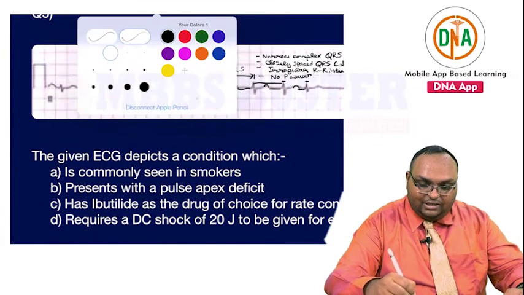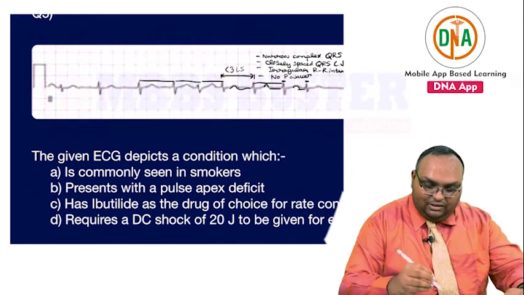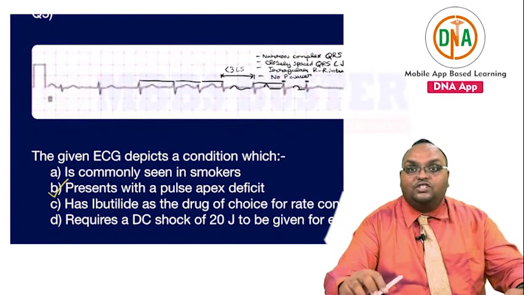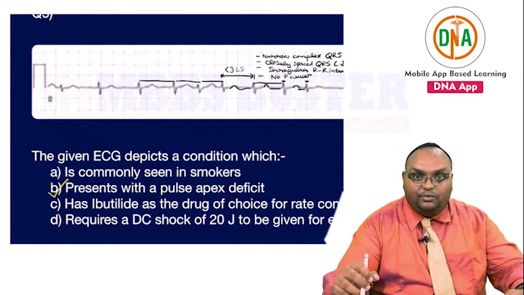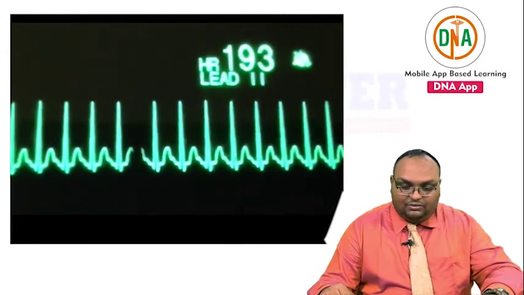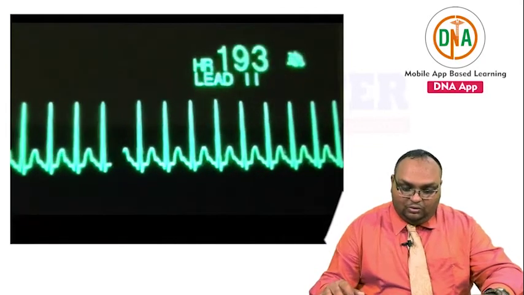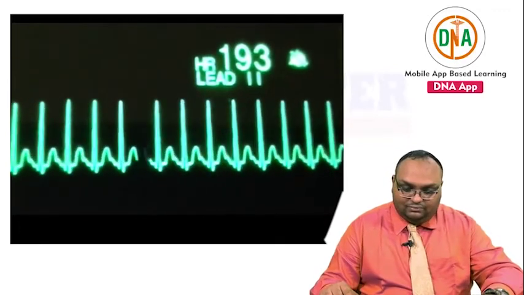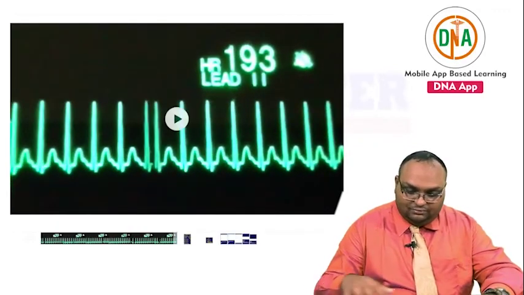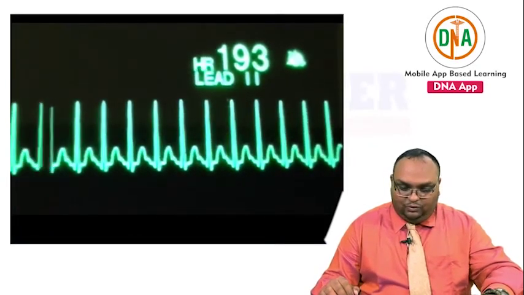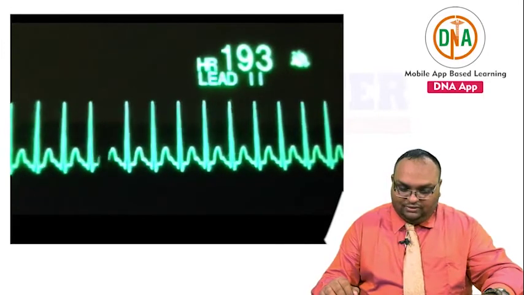So your correct answer, very evidently, is the patient presents with a pulse apex deficit of more than 10, which is the bedside clinical diagnostic criteria for patients of atrial fibrillation. So I presume you can see this tracing on the monitor. Look at this tracing carefully. All right. I hope you have been able to understand this tracing.